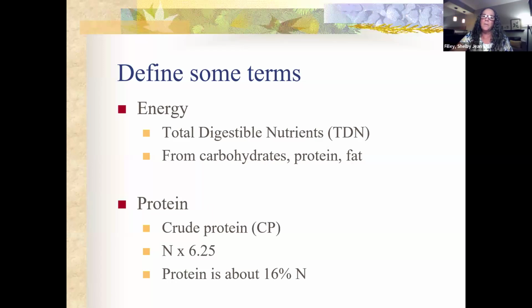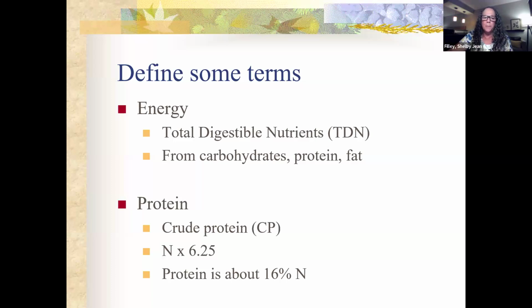With energy, we're going to use total digestible nutrients, or TDN. And you can think of it like calories, but total digestible nutrients is the amount of carbohydrates, protein, and fat present in a feed, along with the digestibility of that component of the feed.